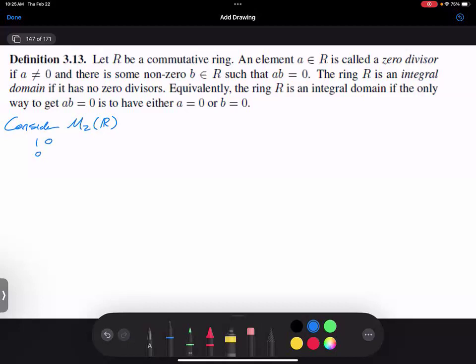If I take the matrix 1, 0, 0, 0 and multiply it by itself, what do I get? We just get back itself. So this is called an idempotent matrix: A squared equals A. There are other matrices that square to themselves. Can you give me another matrix that squares to itself? 0, 0, 0, 1.